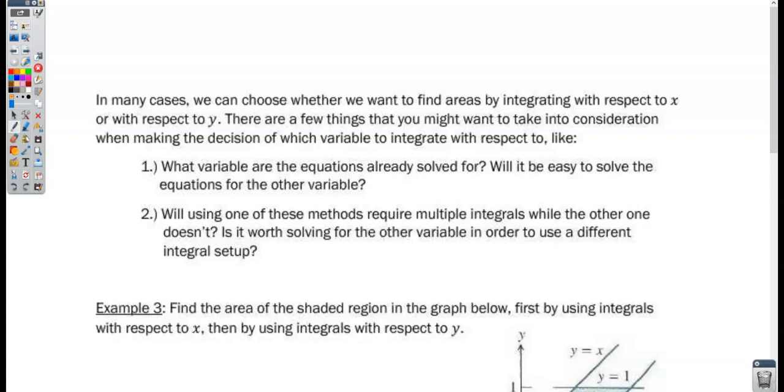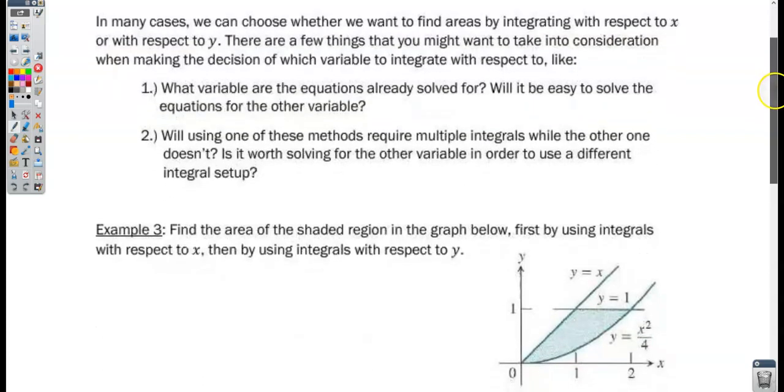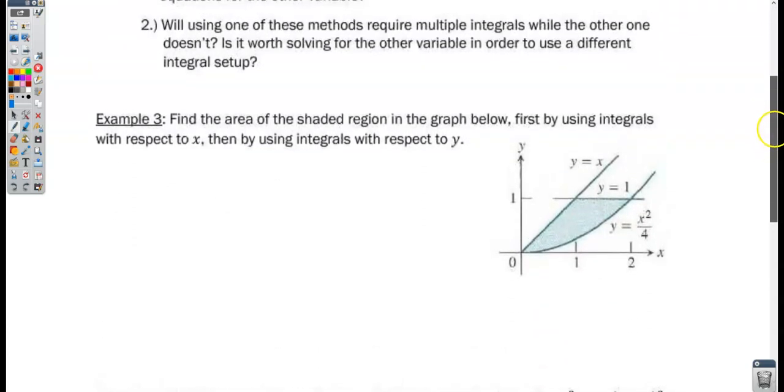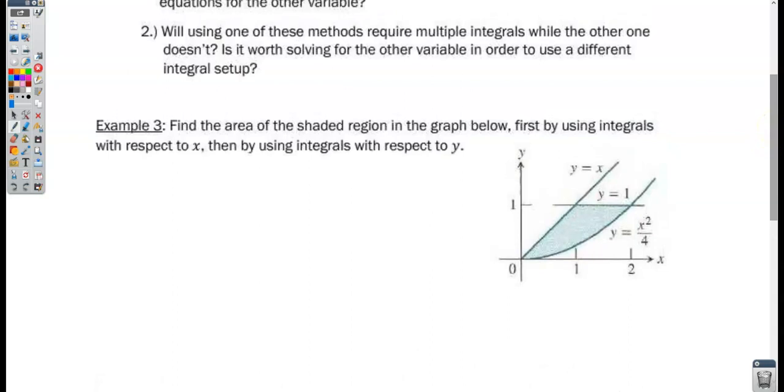Those are the decisions that you have to weigh when you're doing any of these problems finding area. And we know how to do them both with respect to x and with respect to y, so we can make our own decisions along the way. Let's look at example 3. We're going to find the area of the shaded region in the graph below, and we're going to do it both with respect to x and with respect to y.